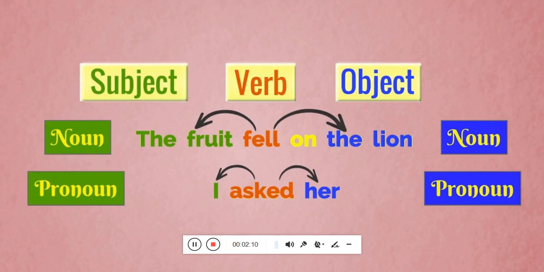Vice versa, it goes the same for pronouns also. If you are using a pronoun instead of any noun, see: I asked her. In this sentence also we have two pronouns, I and her. I is the subject and her is the object.